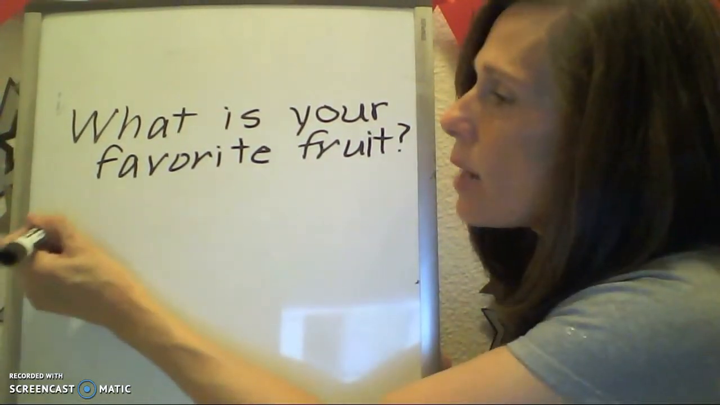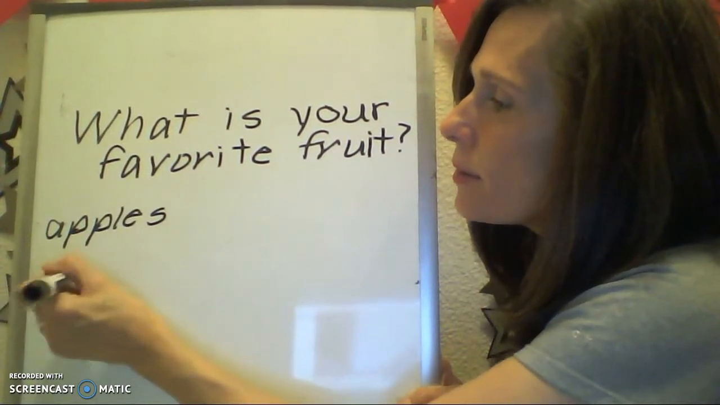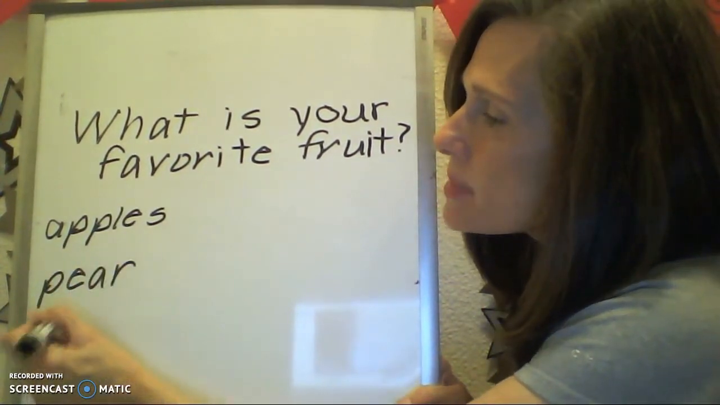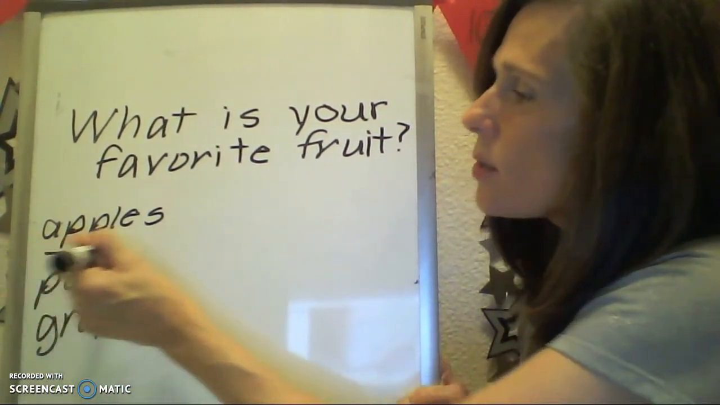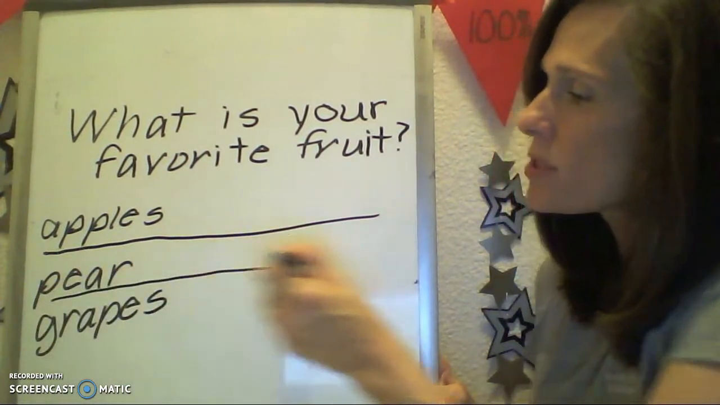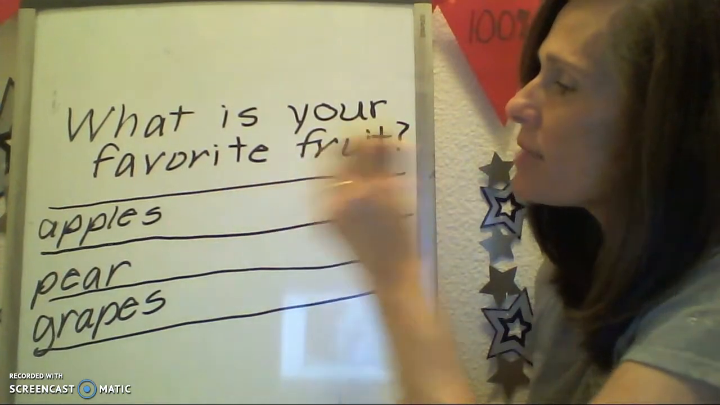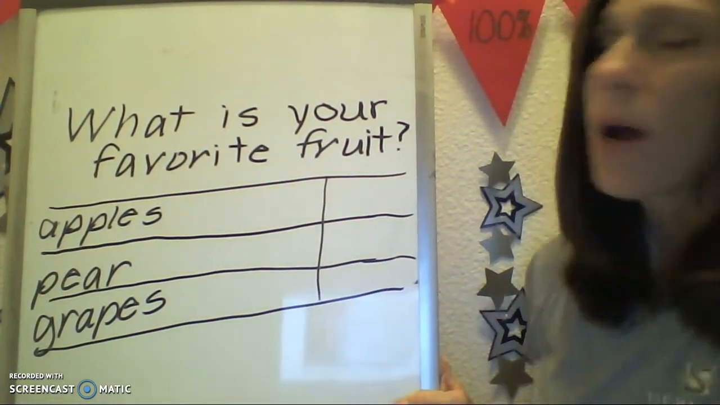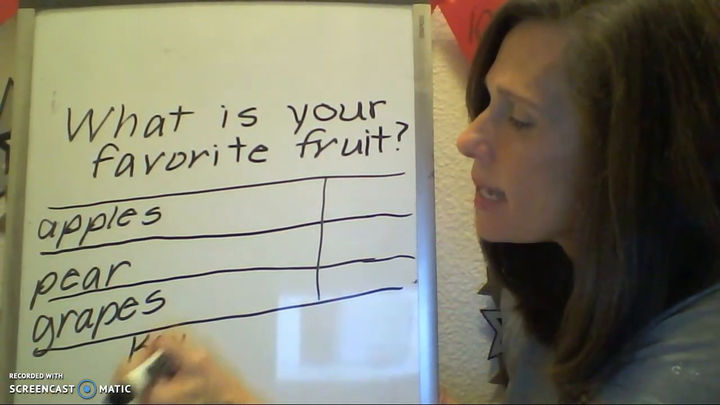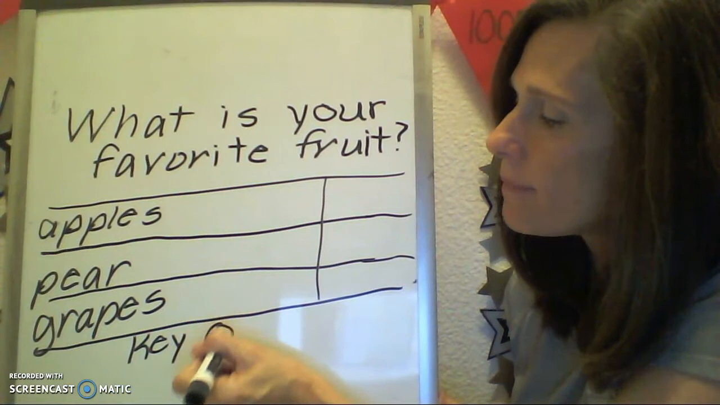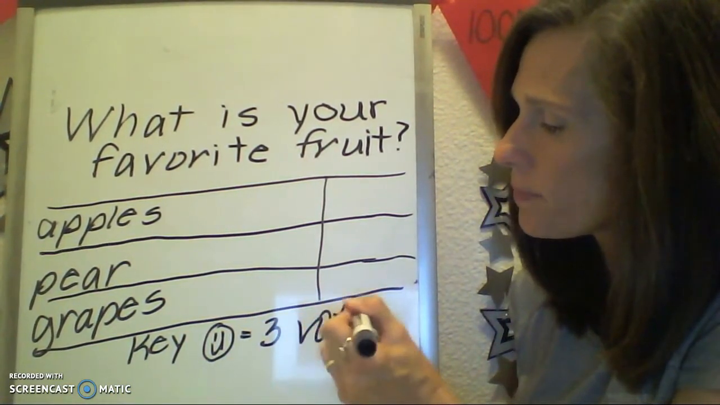So here are our choices. Apples, pear, grapes. Okay, so that's going to be our choices. And of course, we're going to be doing this with a picture graph, right? And we're going to have to add up our totals here. So I'm going to look down here at my key, and my key says 1 happy face equals 3 votes.